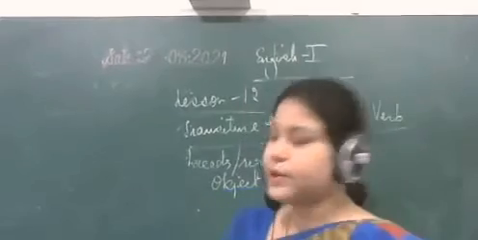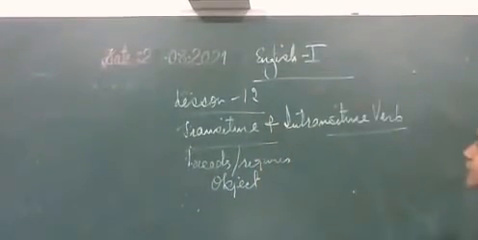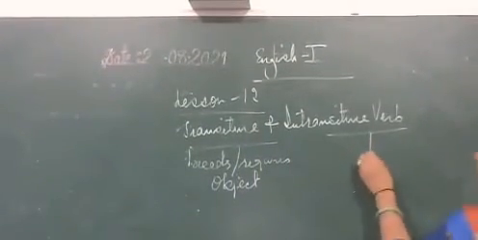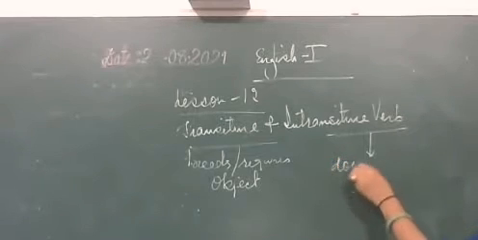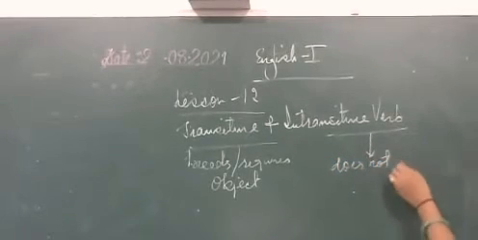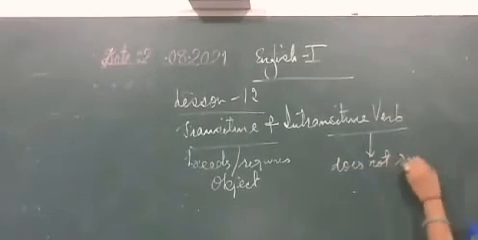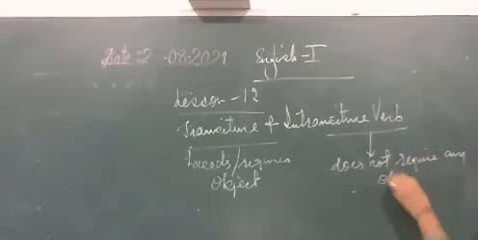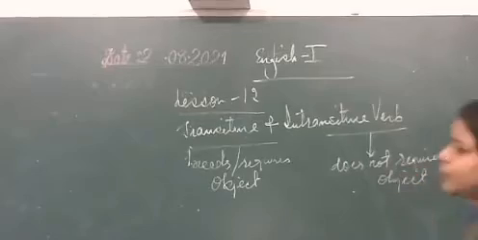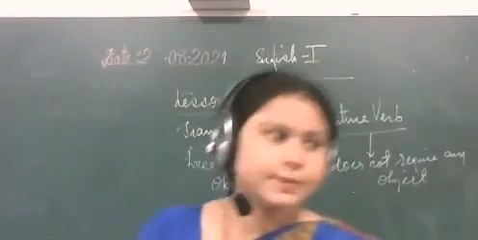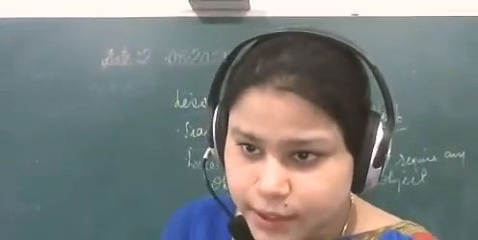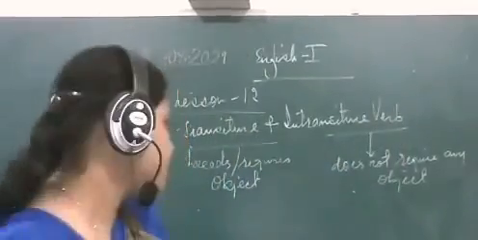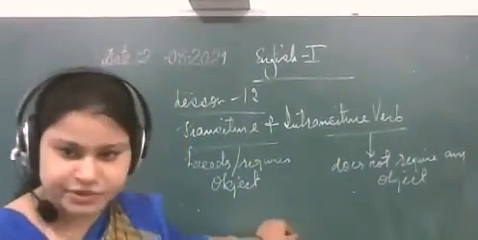What about intransitive? Okay, so it is just opposite to transitive verb. Intransitive verb does not require any object. Without any object, its sense is completed. Clear? So it does not require any object. That is only the definition and difference between these two.